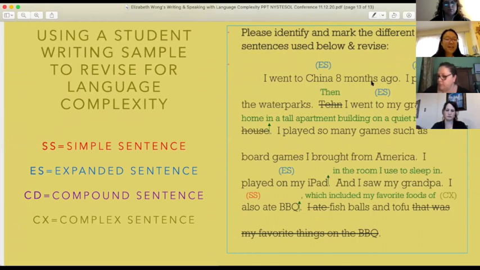I went to China 8 months ago, right? Because it answers the question when. When did you go to China? I went to China 8 months ago. That's an expanded sentence. The second one is also expanded.